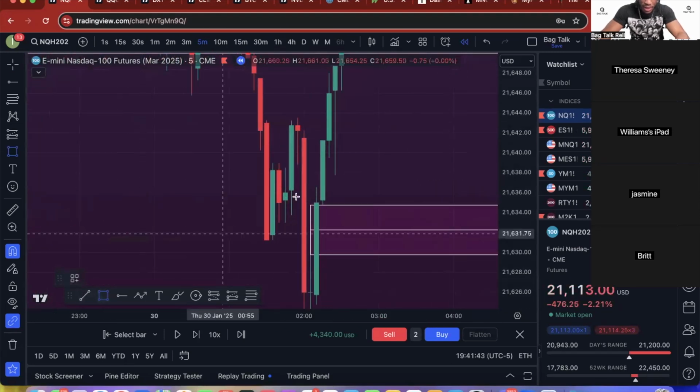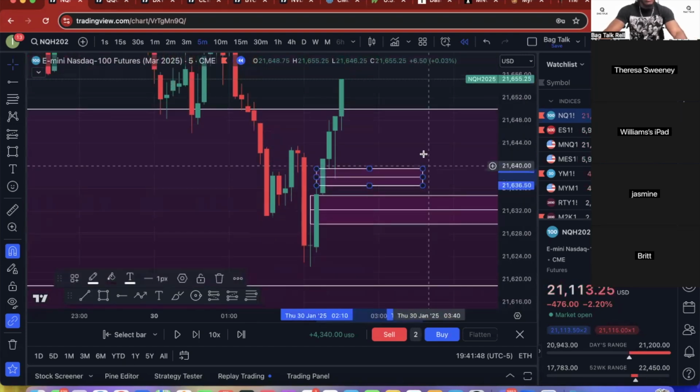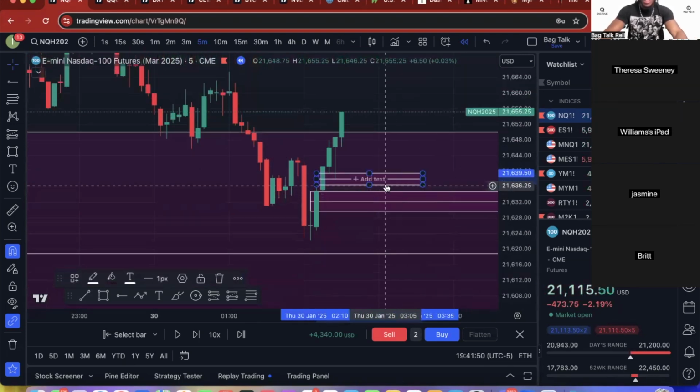Price revisits this one instead because it made another one. We love when it makes two. If it makes two in a row, you're in the right direction most likely. Like two in a row, oh yeah, you probably lit.